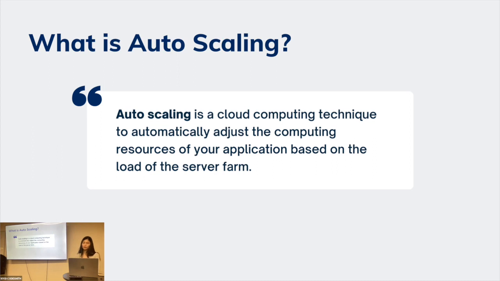So the definition of auto scaling is that it is a cloud computing technique to automatically adjust the computing resources of your application based on the load of the server farm. Since too much capacity can lead to underutilized and wasted resources, and too little can lead to applications slowing down or crashing, auto scaling allows you to maintain just the right amount of resources to adapt to the load.